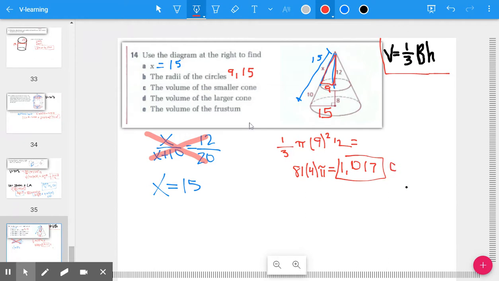Now we need to find D, which is the volume of the larger cone. So again, we're going to be using the same formula, but now we're using a little different numbers for the radius and for the height. So let's go ahead and change the color here. Again, we have 1/3 area of the base. The only thing that's changing now is my base. The radius is 15 of the larger cone. So we have 15 squared. And now again, it's important to remember your height is 20.